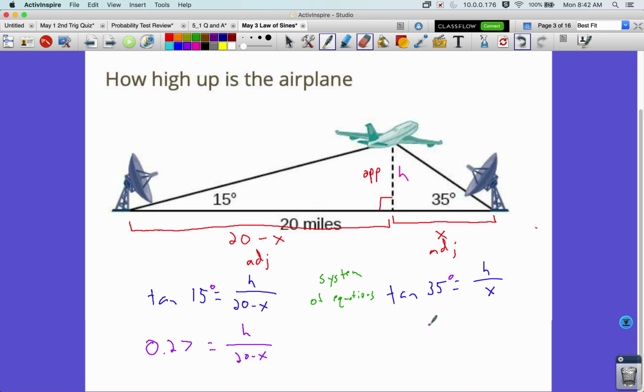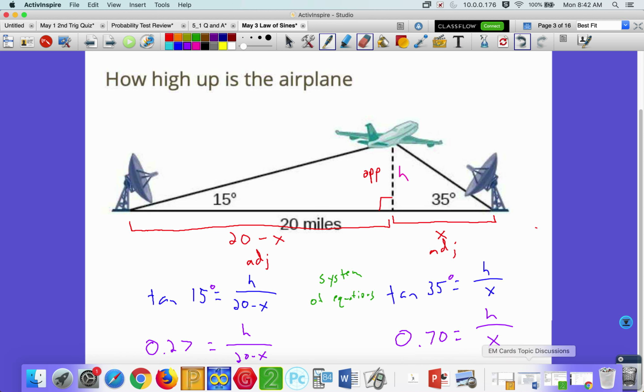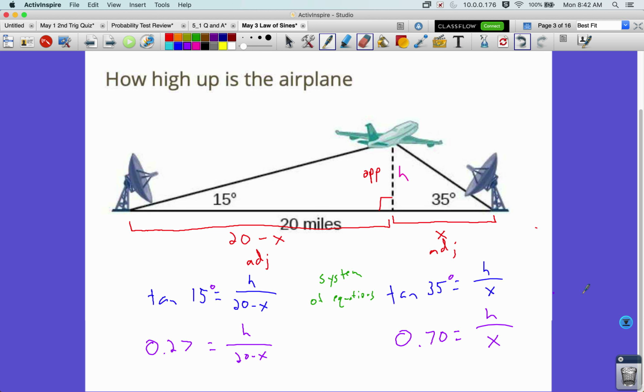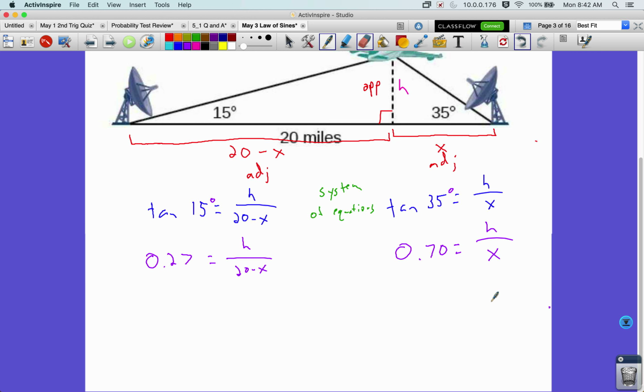All right, we can do the same thing over here. Just plug in tangent of 35. This has a number. It is 0.70, around, equals h over x. Now this is a little bit easier system to solve. Now there's no more trig function in there.